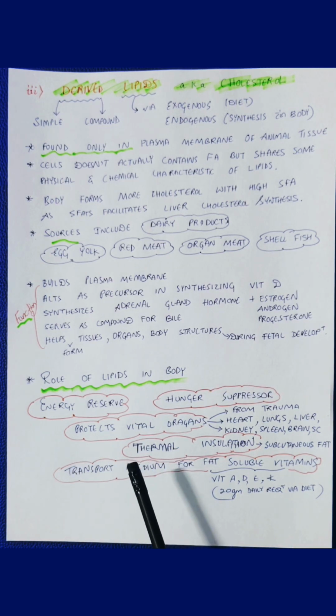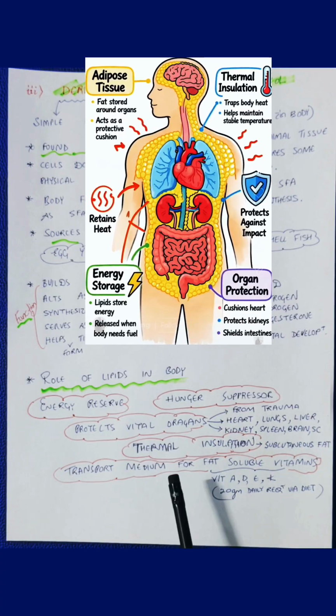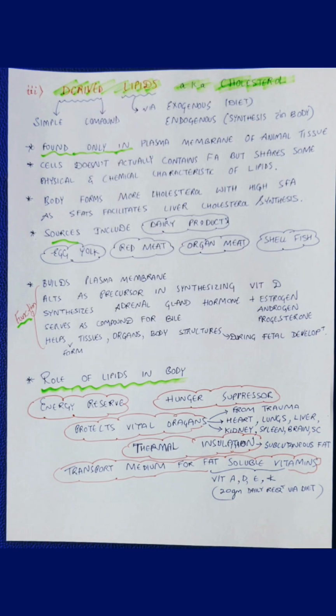They protect our vital organs from trauma, organs such as heart, liver, lungs, kidney, spleen, brain, spinal cord, and they also act as a thermal insulator. There is a layer called subcutaneous fat. Fats act as a transport medium for fat soluble vitamins such as vitamins A, D, E, K. Hence, 20 grams of daily requirement is necessary via our diet. Otherwise, there occurs dietary insufficiency, which alters the lipid functions.